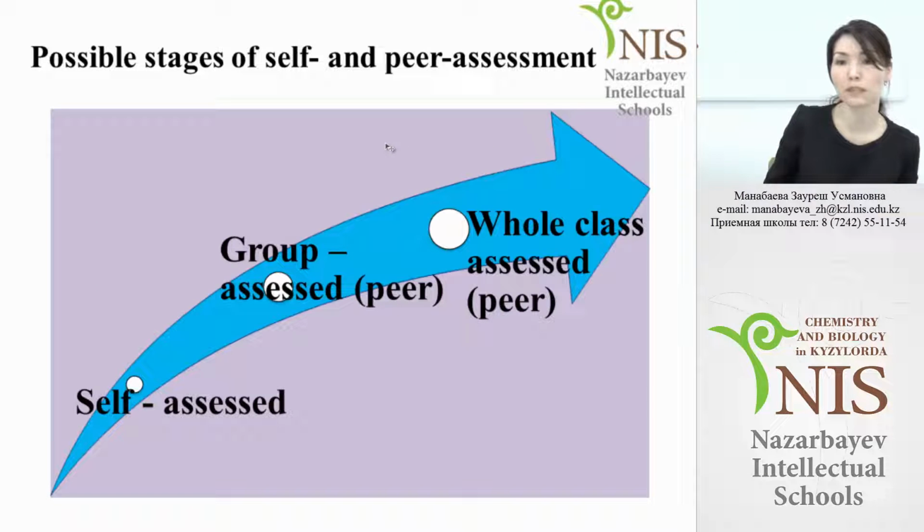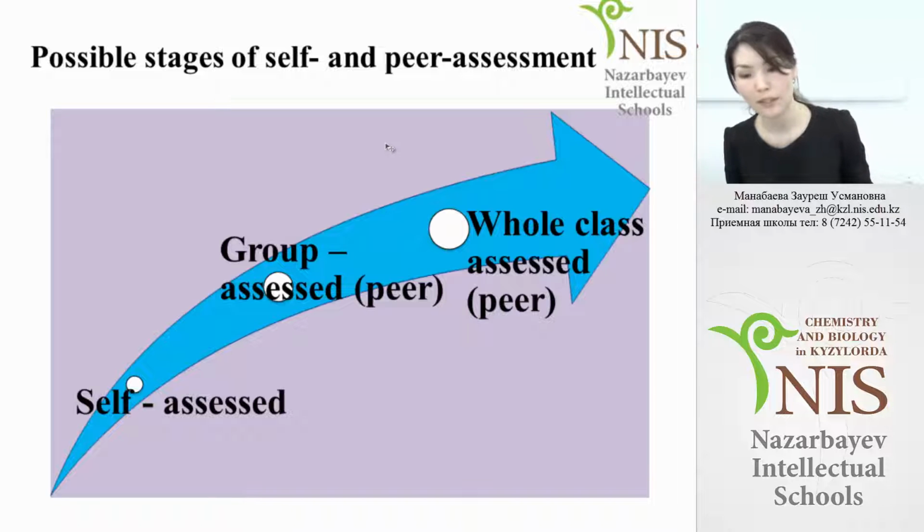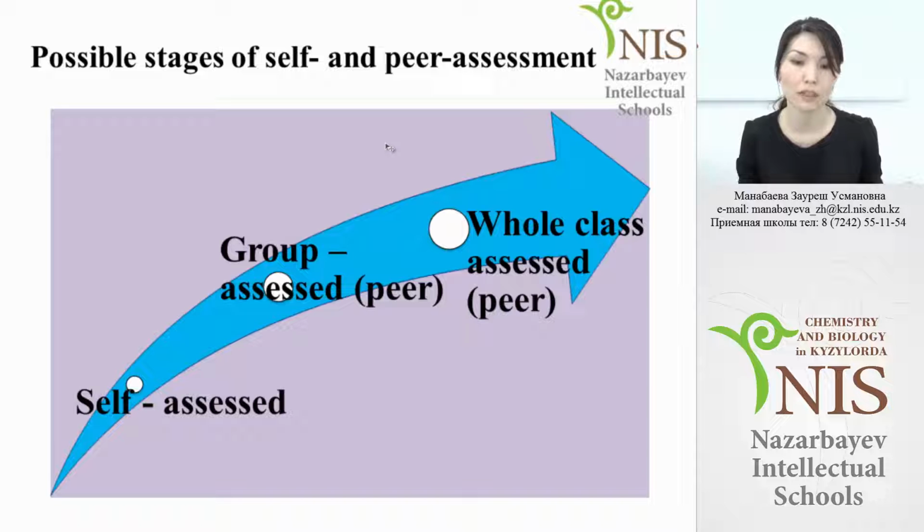There are some possible stages of self and peer assessment working with the matrix. Students can self-assess themselves, and even if it's group work, they can self-assess themselves, and then the group can be assessed by peer assessment, and then the whole class can be assessed, again by peer assessment.